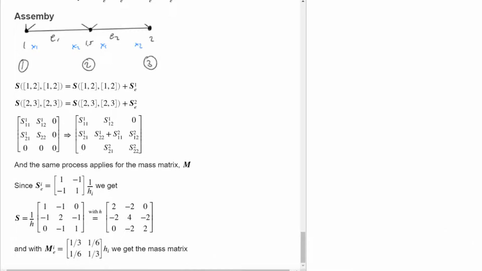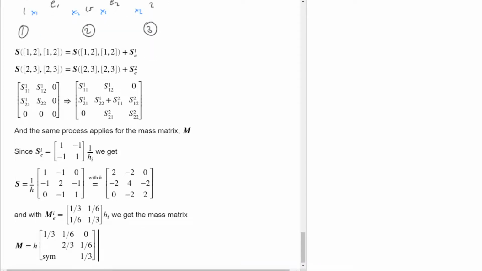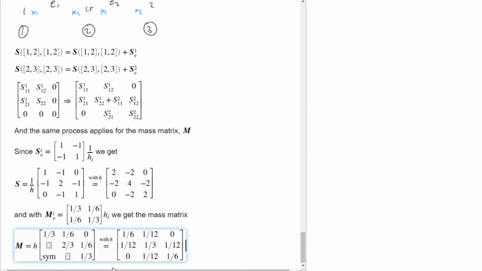But now inserting the values here, we will end up with this symmetric matrix. I just don't write out this other part here because it's the same as this one. So just mirror it down there. And we have h in front of this, and with h, we end up with the final mass matrix here. And we're done. So we have our mass matrix, we have our stiffness matrix, and we can move on to boundary conditions.